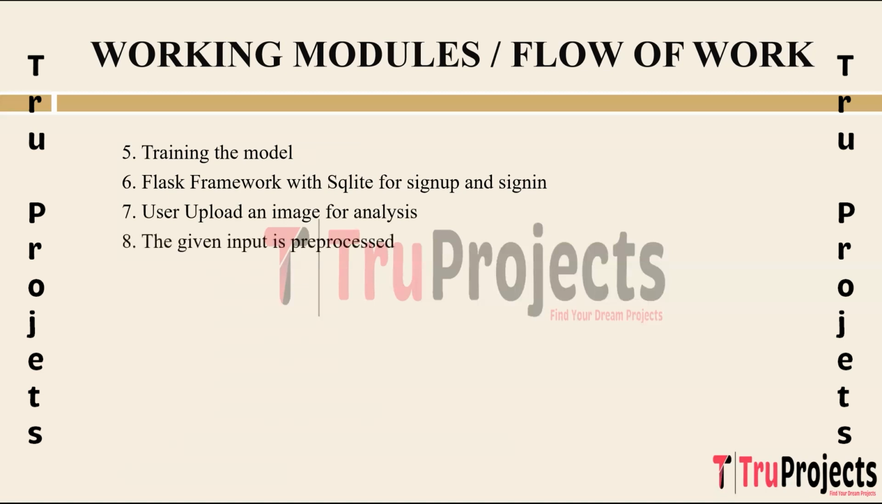The given input is pre-processed. The uploaded image undergoes pre-processing steps to ensure it's in a suitable format for model prediction. This involves resizing the image to fit the model's input size, normalization, or any required transformation to align the image with the format expected by the trained model.